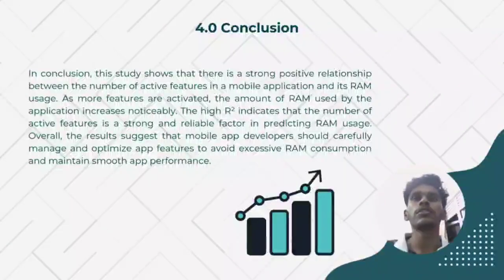Okay, in conclusion, this study shows that there is a strong positive relationship between the number of active features in a mobile application and its RAM usage. As more features are activated, the amount of RAM used by the application increases noticeably. The R squared indicates that the number of active features is a strong and reliable factor in predicting RAM usage. Overall, the result suggests that mobile app developers should carefully manage and optimize app features to avoid excessive RAM consumption and maintain smooth app performance.